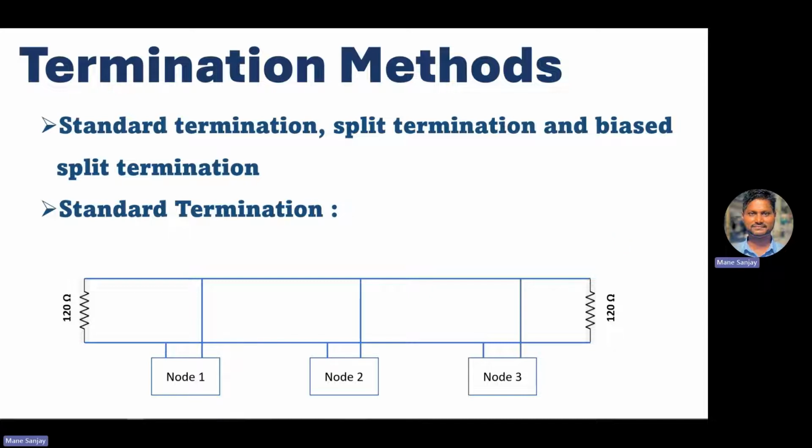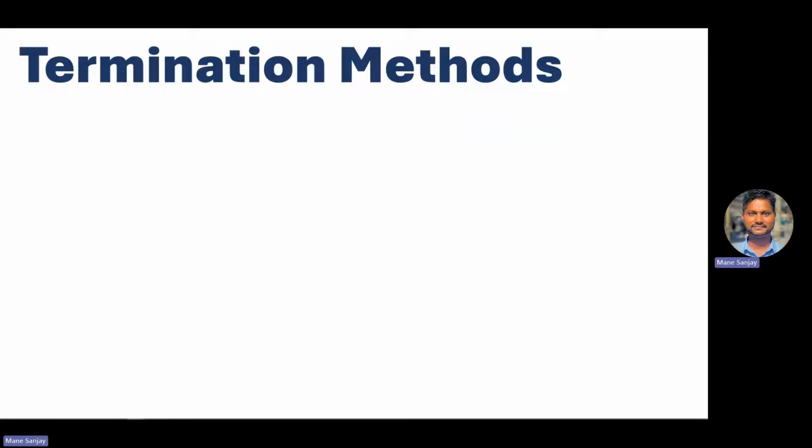That's the standard termination method. As I mentioned, it is commonly and mostly used. It's a simple network. But nowadays, the split termination method is gaining popularity. It allows reducing the emission. In this termination method, at the end of the CAN bus, usually we use 60 ohm of termination resistance. We split that and we also use a capacitor in between.